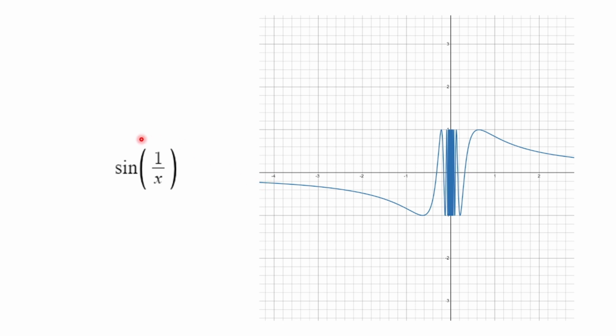This is the graph of sine 1 by x, and when we look closely at 0 plus and 0 minus, it is discontinuous because there are infinitely many values existing between minus 1 and 1, so the limit of sine 1 by x when x is tending to 0 does not exist.